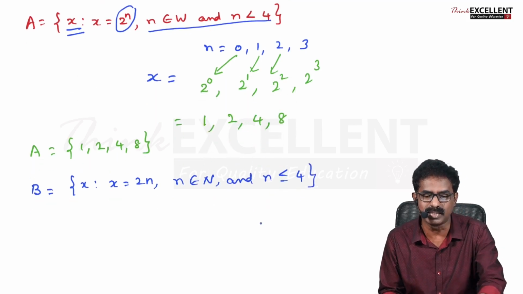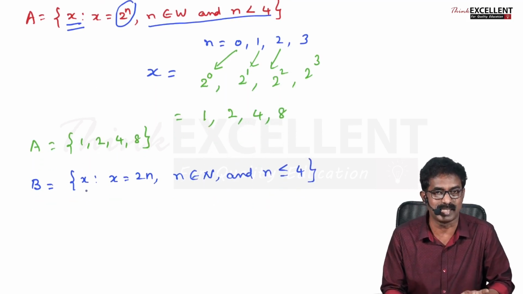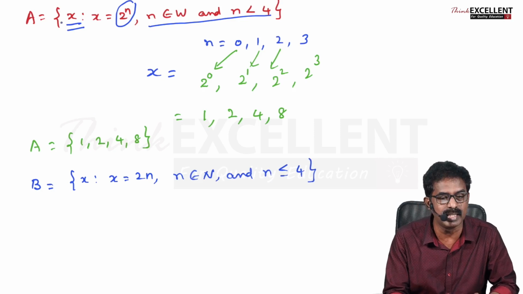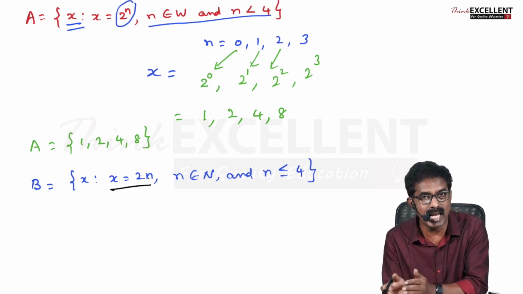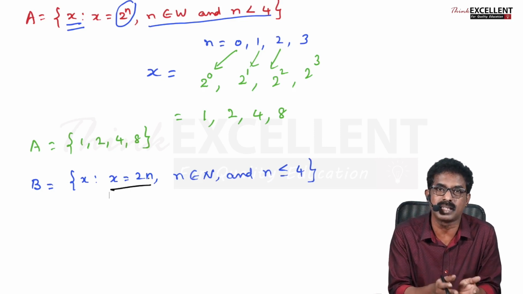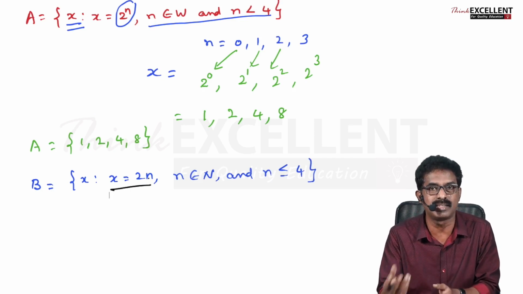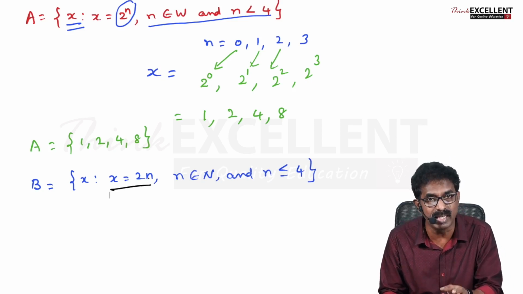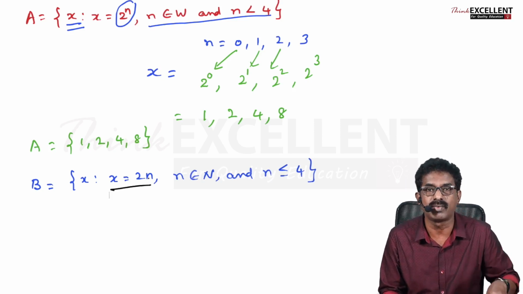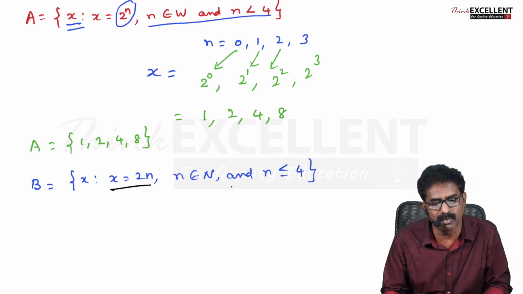Here also one n is there, right? But we won't write x. But x is given in terms of what? n. x is equal to 2n. If you know n, then only you can find x because x is equal to 2 into n. If n is 3, x is 2 into 3. So first you have to find the values of n. Using that n, you have to find the values of what? x.